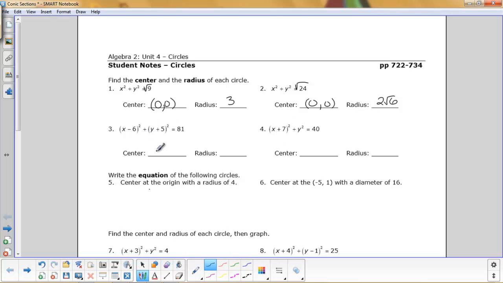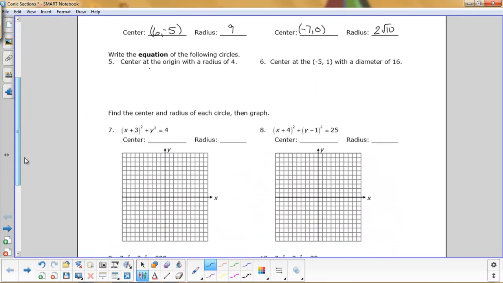All right, now we're moving away from the center. Remember, your minus is the actual equation, so if it is a minus, it is 6. If it's a plus, it's -5. And again, square root, and you get 9. We've got -7 and 0, and we've got a square root of 40, which reduces to 2 square roots of 10.